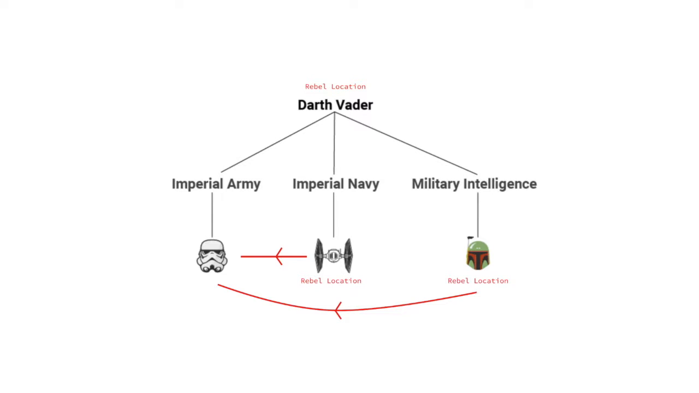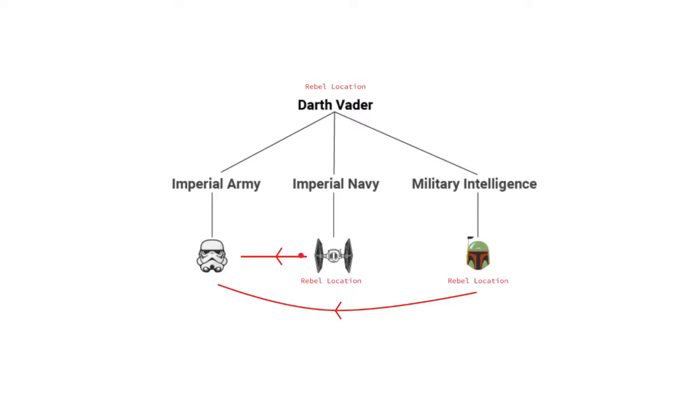This analogy is what sums up the functionality of React in a nutshell. There are two types of components: the high level components and the low level components. The high level components are components like Darth Vader, and the low level components are components like Imperial Army, Imperial Navy, military intelligence. Darth Vader has a state, and this state contains the rebel location. Once this state is updated, it passes the change in the state to the Imperial Navy and the military intelligence via props. And these props are what these components act upon.